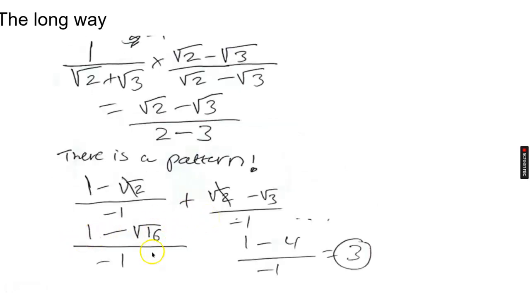And they're all over minus 1 because of the difference of 1 between the two numbers under the surds. And then you end up getting 1 minus 4 over minus 1, because root 16 is 4. So all of the roots are assumed to be positive in this question. And then we've got minus 3 over minus 1 to get 3. So that's the long way.